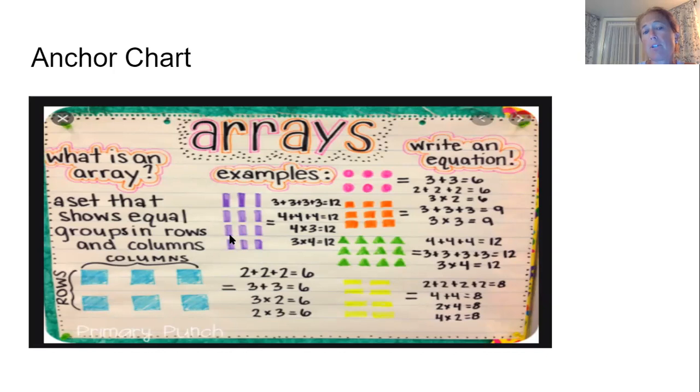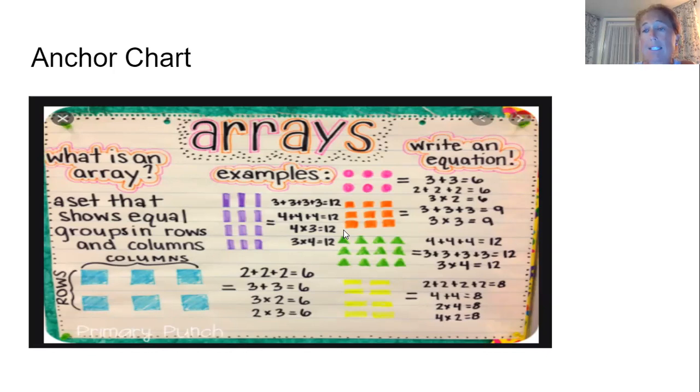So this particular array shows the addition problem of 3 plus 3 plus 3 plus 3. It also shows the multiplication problem 4 times 3, because that's the number of groups, remember? The rows are always the number of groups times the number in each group. So it's 4 groups times 3 in each group, and that equals 12.